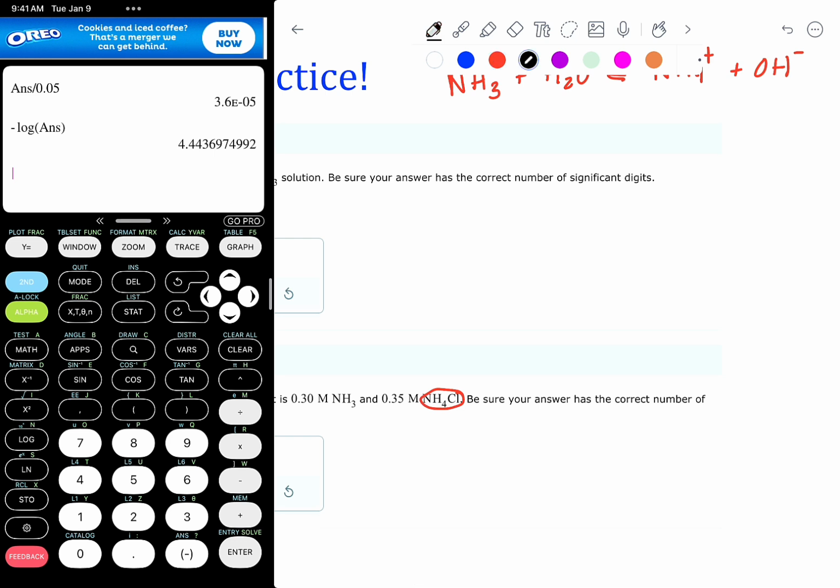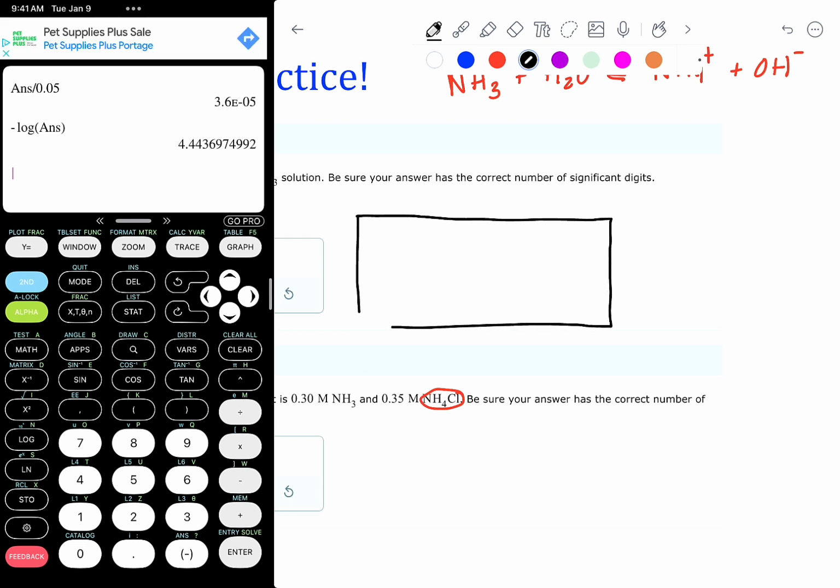For each of these, it's going to be the same setup of ICE table with just one change on either end. So I know that we're going to omit water, so I'm just not even going to have it in my ICE table just for space purposes. So we're going to have NH3, NH4 plus, and OH minus. Again, I'm omitting water because water is a liquid and does not contribute. And then we have our ICE table.